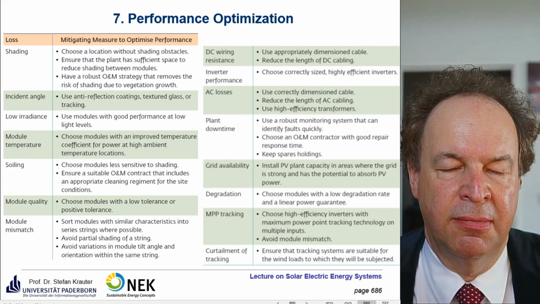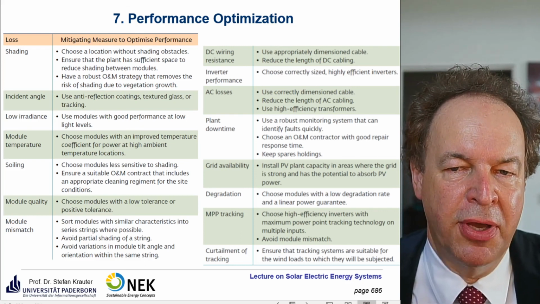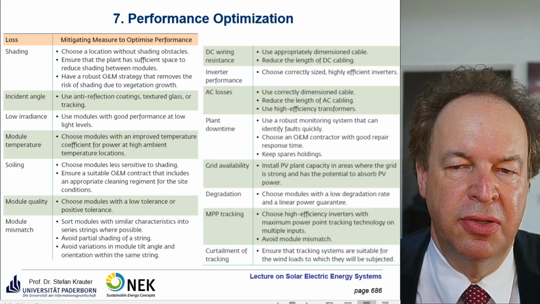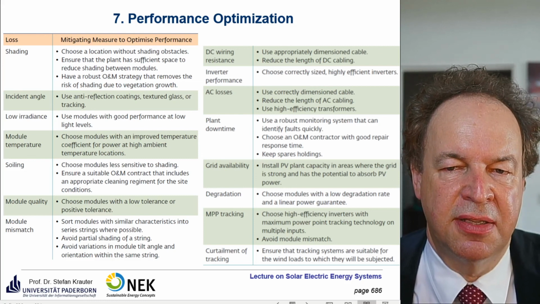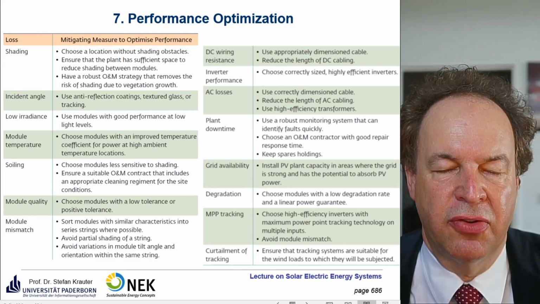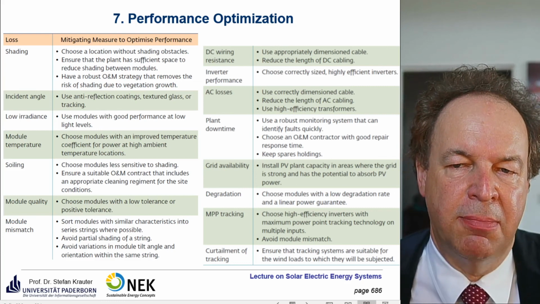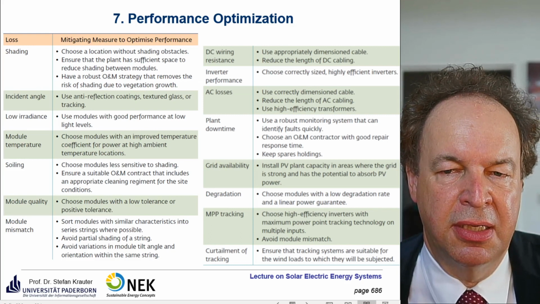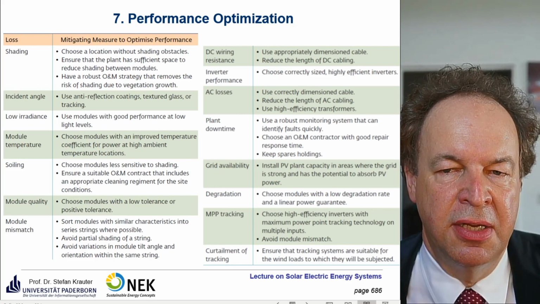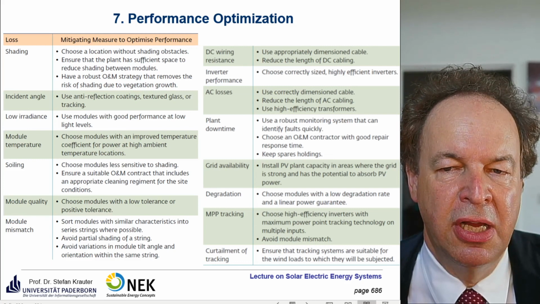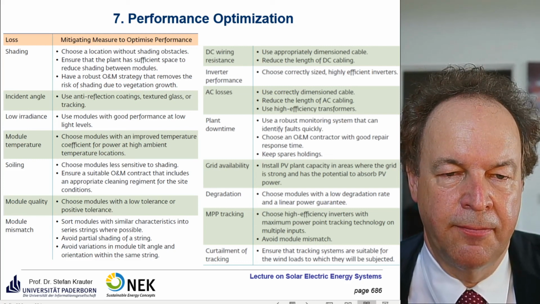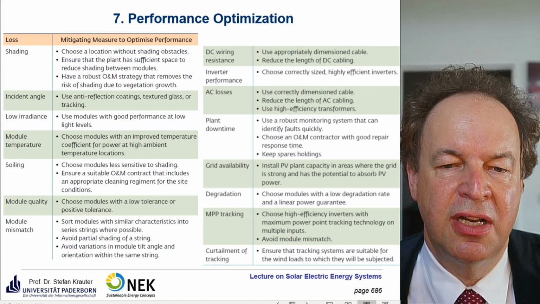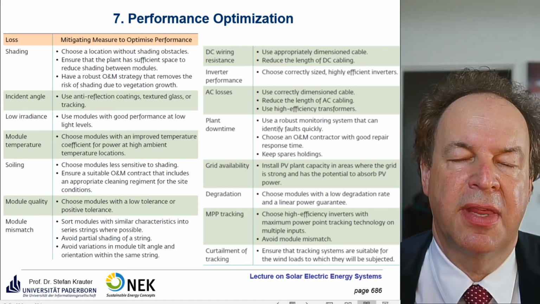Sometimes if you have shading, there could be two maximum power points on the IV curve of the modules, and the inverter has to find both and then select the actual power point which offers most of the power. Remember when I talked about this in the bypass diode lecture, how the IV curve looks like, and the maximum power point tracker has to be able to deal with that. Curtailment of tracking: ensure that the tracking systems are suitable for the wind loads to which they are subjected.